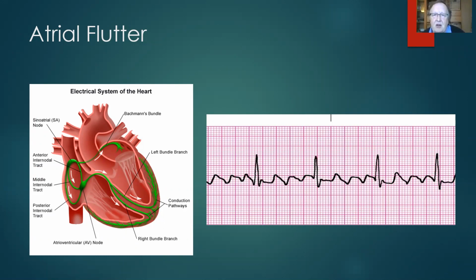Is the QRS complex of normal duration? Yes, it is. And there are T waves present, and they're the right way up. So this is telling us that this impulse is coming from the atria in some place, but it's normal conductivity going through the rest of the heart. And so this is atrial flutter. Next slide, please.